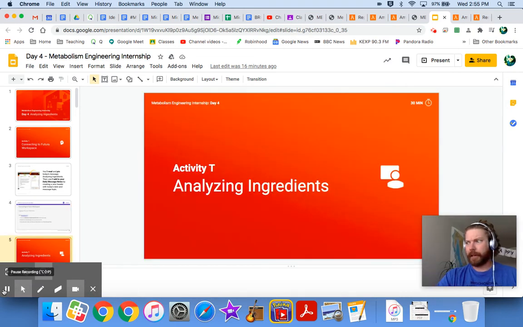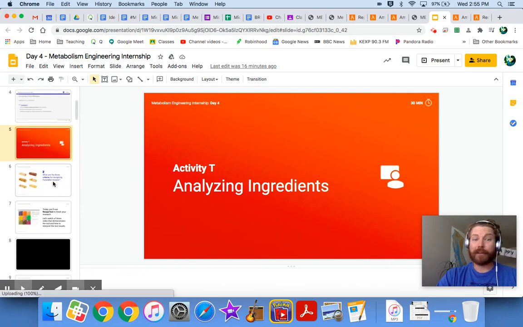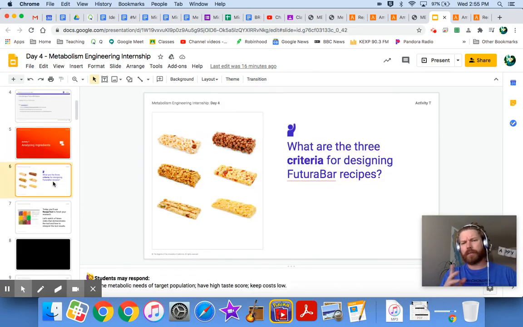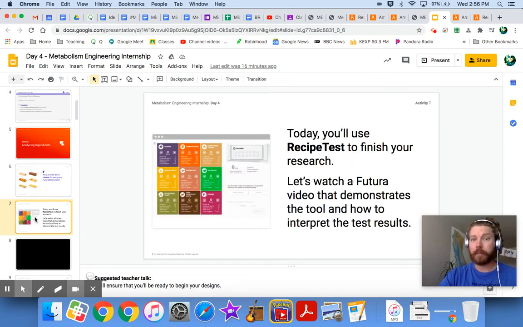All right, I'm sitting up now. We're moving on to analyzing ingredients. First, let's talk, what were those 3 criteria that we had for our Futura bars? Oh, I remember. We wanted them to taste good, right? We wanted to try to keep our costs as low as possible. We also wanted to make sure that they were meeting the metabolic needs of our consumers, the rescue workers and the patients. So we wanted to make sure we did all 3 of those things as best as we could.